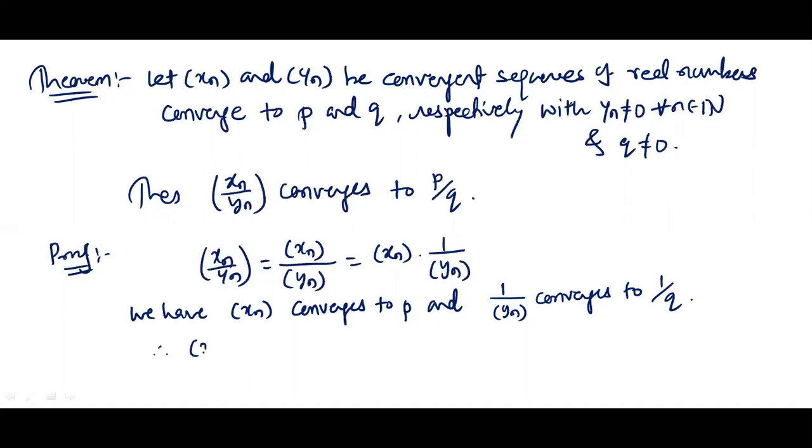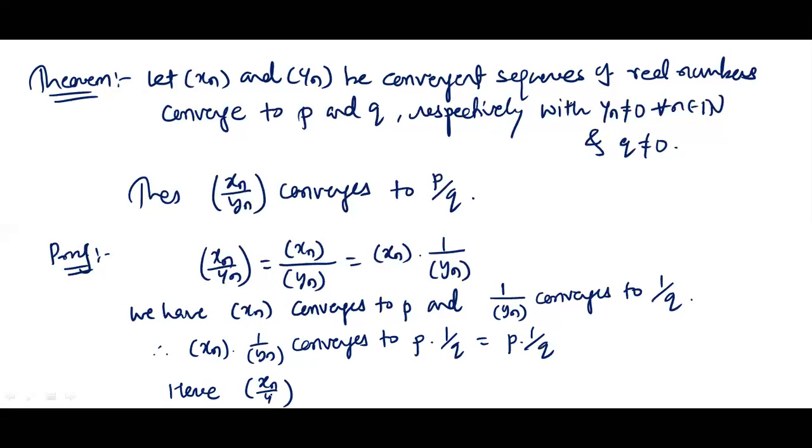Therefore, the multiplication of sequences xn and 1 by yn converges to p into 1 by q, and hence the sequence xn by yn converges to p by q. Okay.